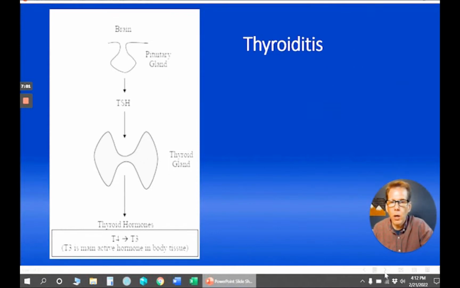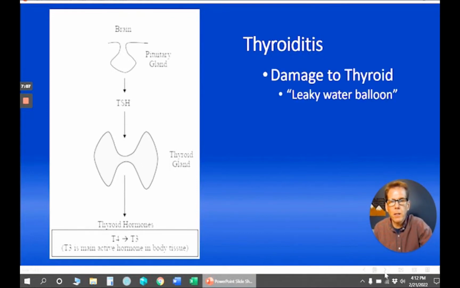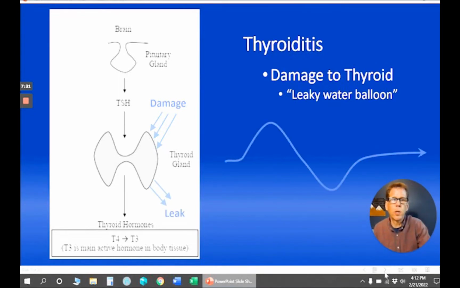Now, just for completeness, let's run through a couple other reasons why the thyroid hormone levels can be high. So in thyroiditis, what we see is there's actually an acute damage to the thyroid gland. So think of the thyroid gland with thyroid hormone stored inside like a leaky water balloon. Well, the thyroid normally is just a regular water balloon. The damage causes it to be a leaky water balloon. So there's damage to the thyroid gland, and that damage allows thyroid hormone, which is stored in there, to come leaking out into the bloodstream.